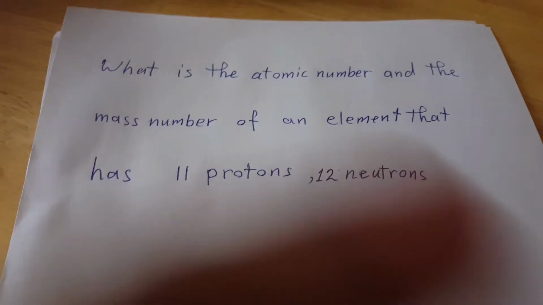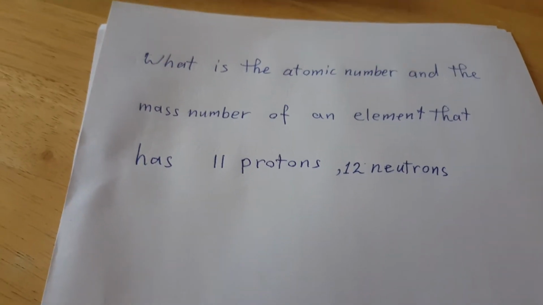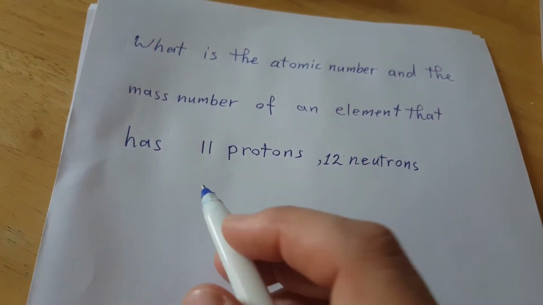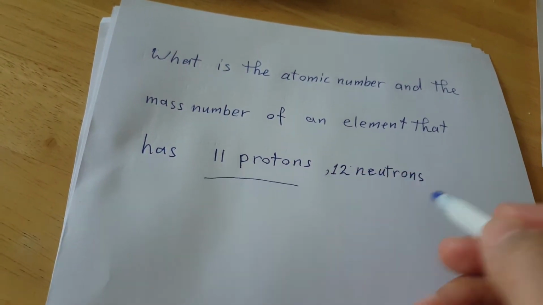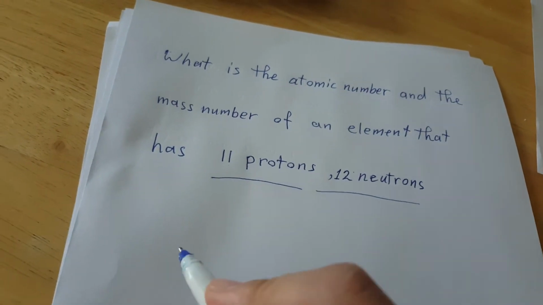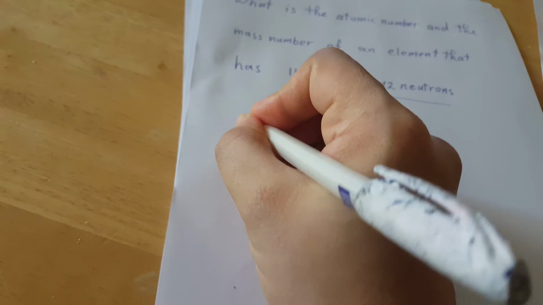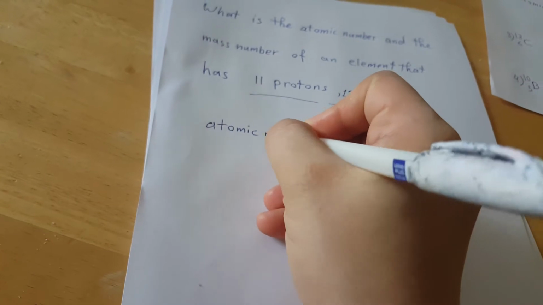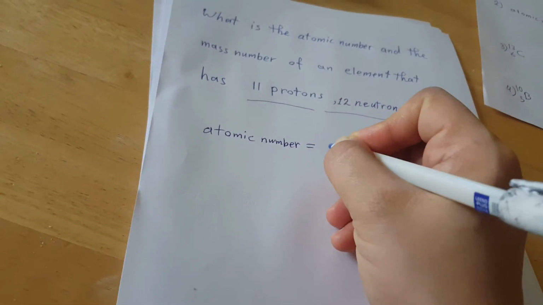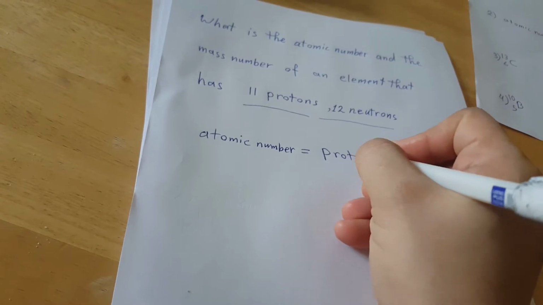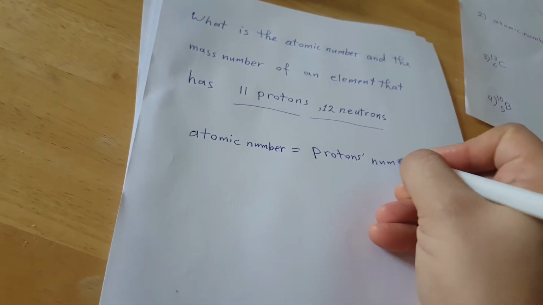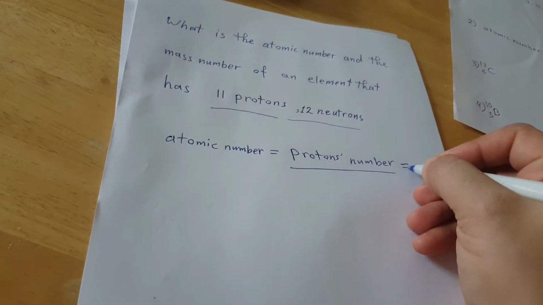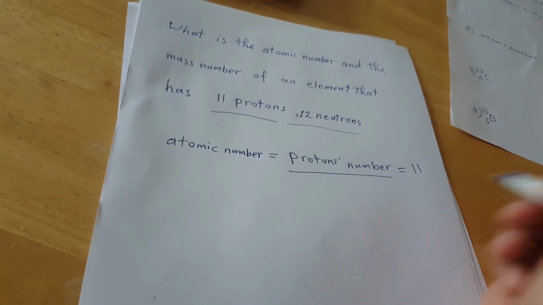Now, first of all, if I have such example, what is the atomic number and the mass number of an element that has 11 protons and 12 neutrons? Okay, first of all, what is the atomic number? Atomic number is equal to protons number. So what is the number of protons? This is the atomic number. So as easy as that, it is 11.